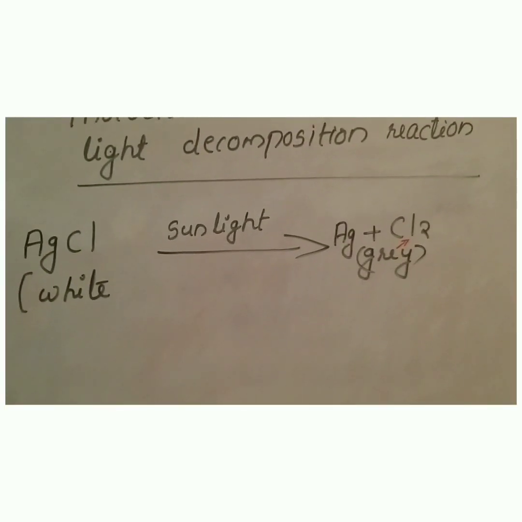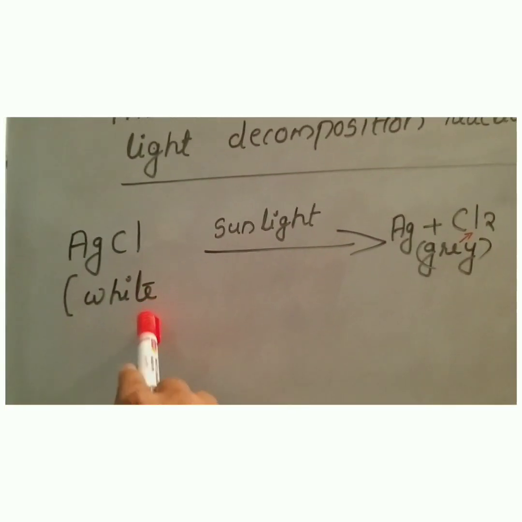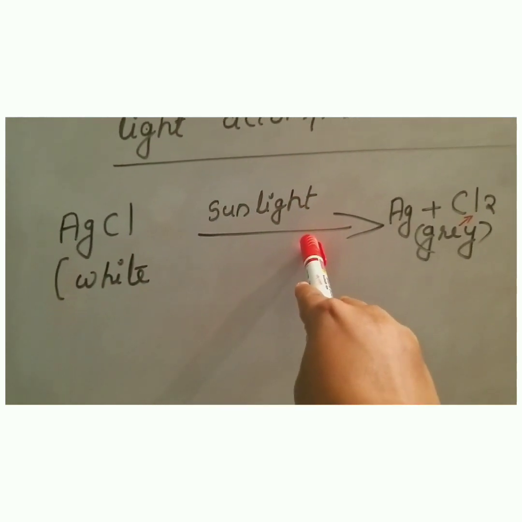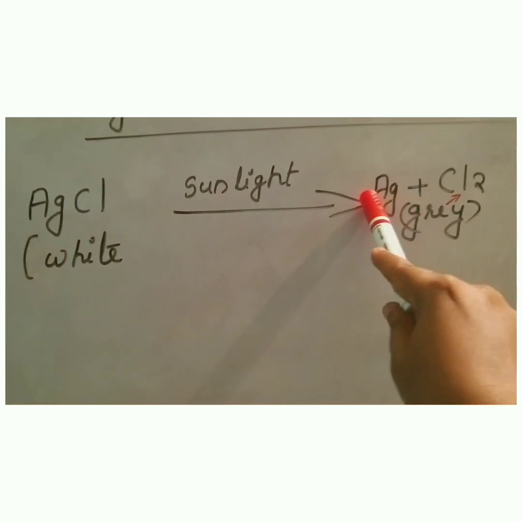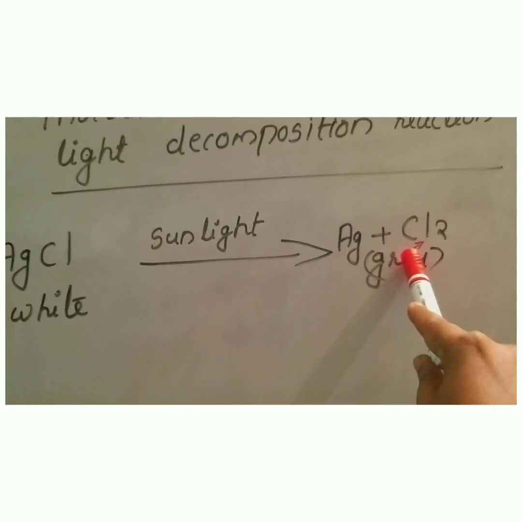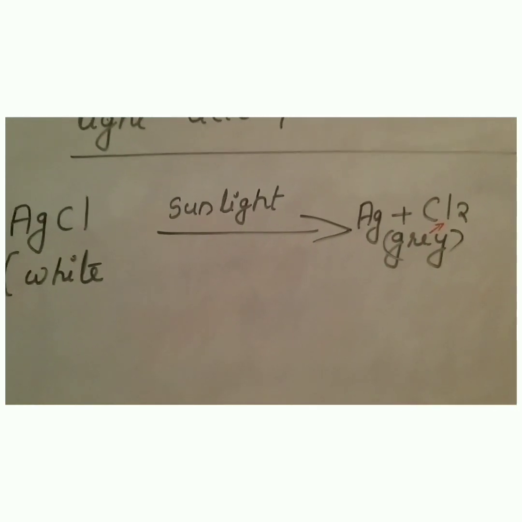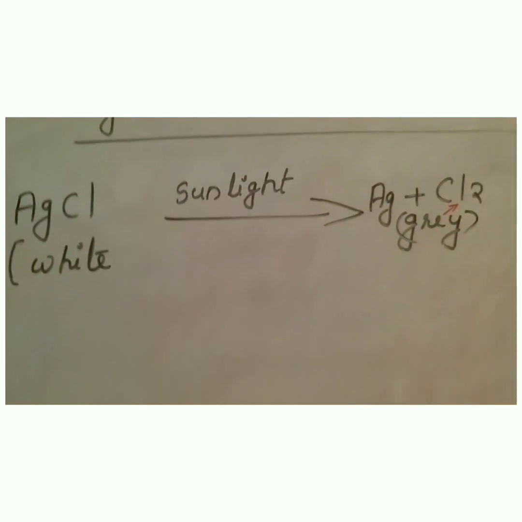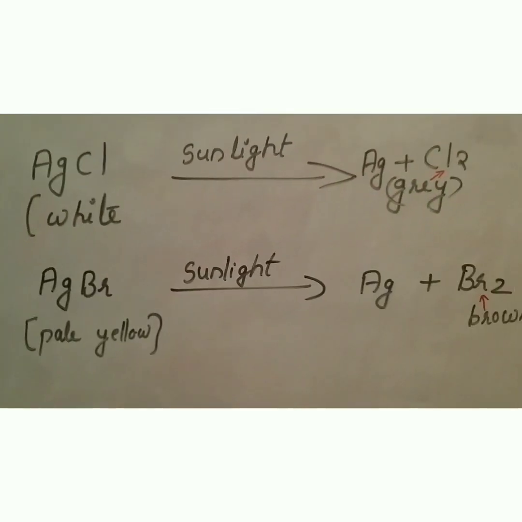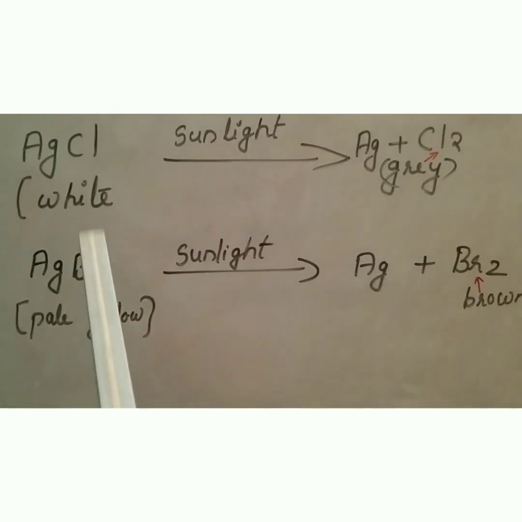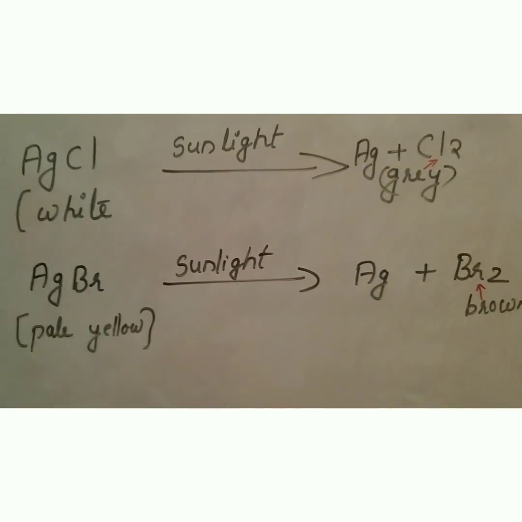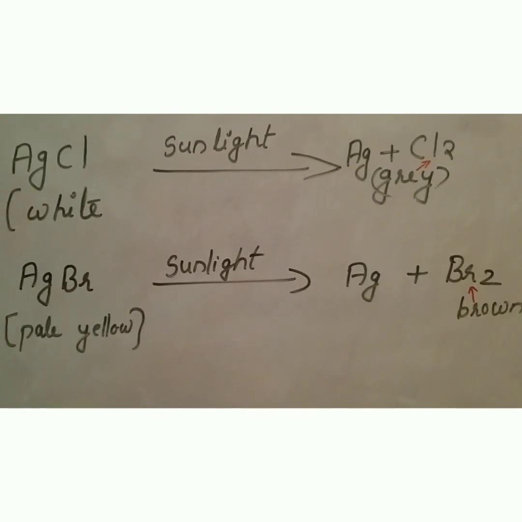This is because silver chloride absorbs light energy from sunlight and it decomposes to form silver and chlorine. Formation of chlorine shows grey color. If we place silver bromide instead of silver chloride, the same reaction takes place there.